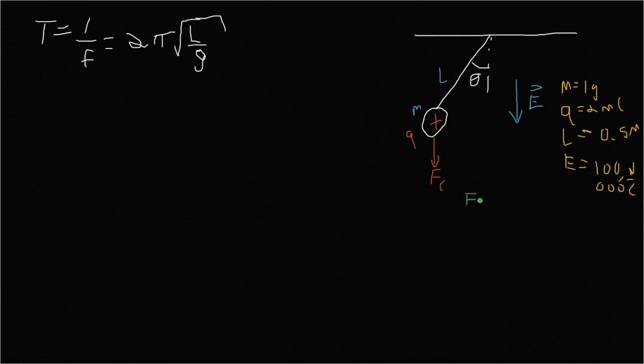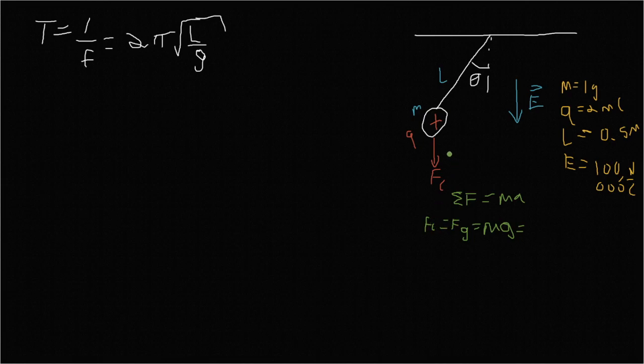Our favorite: F equals ma. So the sum of forces is equal to the mass times the acceleration. We're going to set two forces equal to each other and solve. We have Fg equal to m times g, because this is just the force of gravity. And we're going to set this equal to this Coulomb force over here.